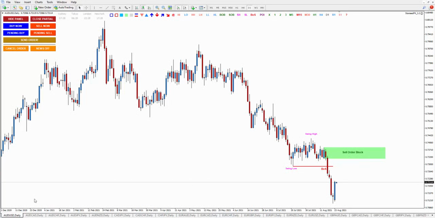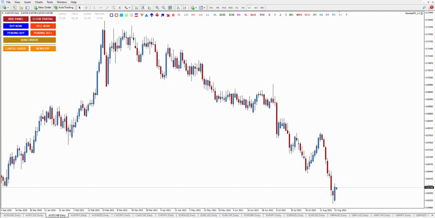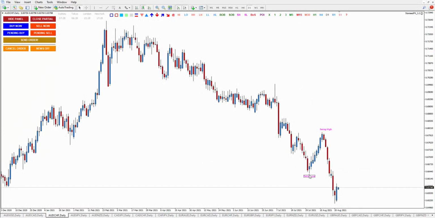Let's go to Aussie Swiss franc right now. This is tradable. So here is our swing high, this is the swing low, and here is the break of structure, and our order block is the last bullish candle before the breakout happened. This is the sell order block. If you want to sell, you want to wait until the price reaches this order block.